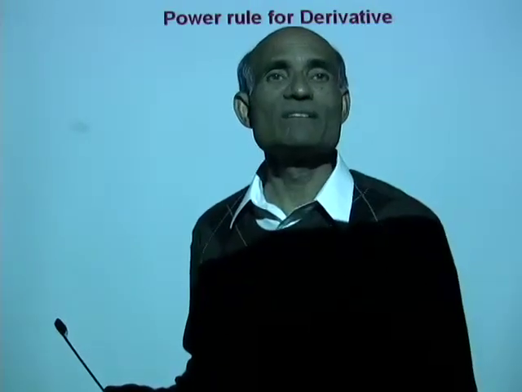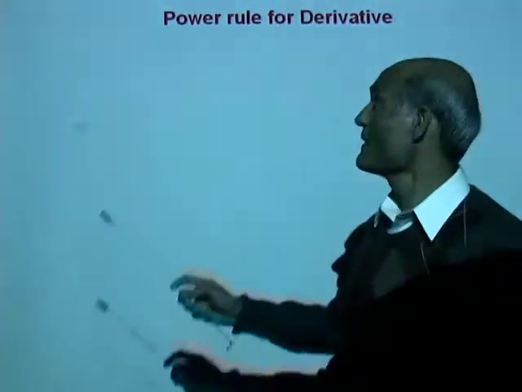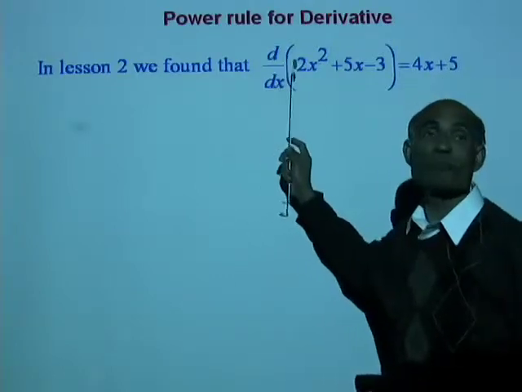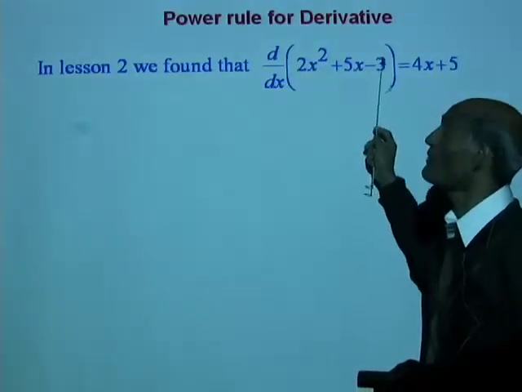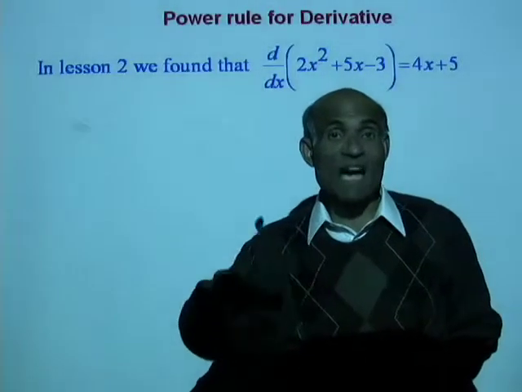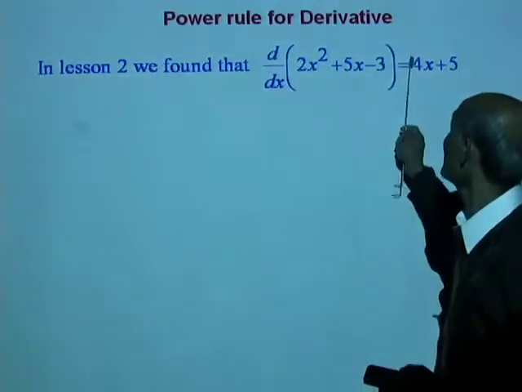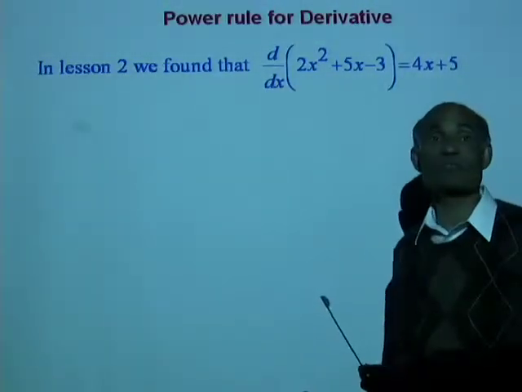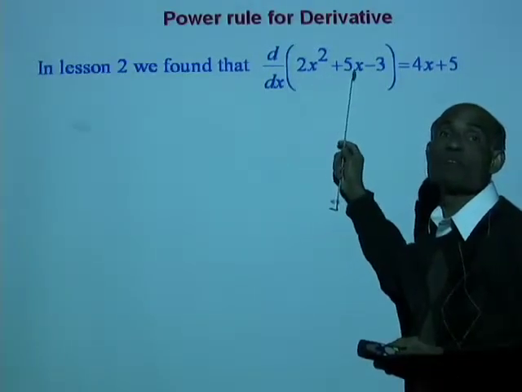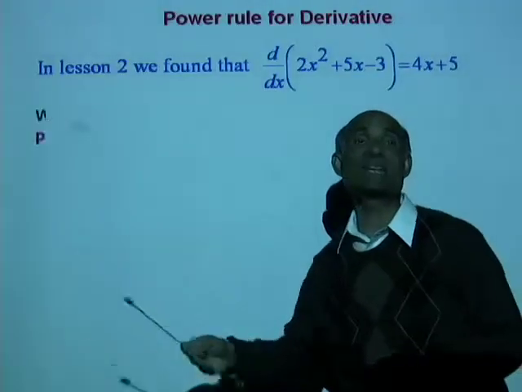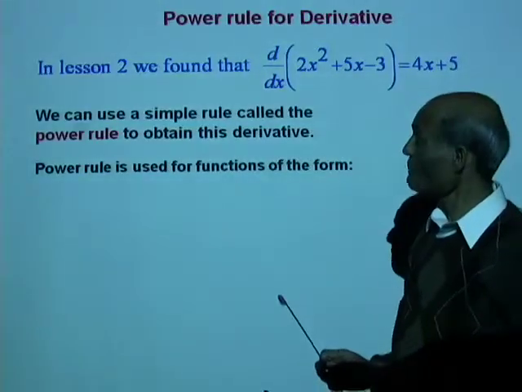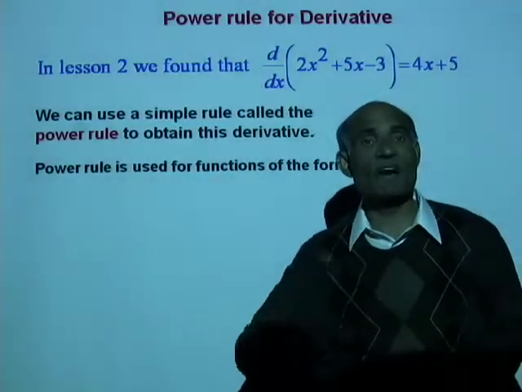We will now look at a simple rule that we can actually use to find the derivative of many simple forms of functions. That is called the power rule for the derivative. Now, you remember in lesson 2 we found the derivative of this function by taking the limiting value of its average rate of change. And we found that the derivative is 4x plus 5. We will now develop a rule so that we can find the derivative of such functions much more easily. And that rule is called the power rule. And what is the power rule? I'm going to define that for you.